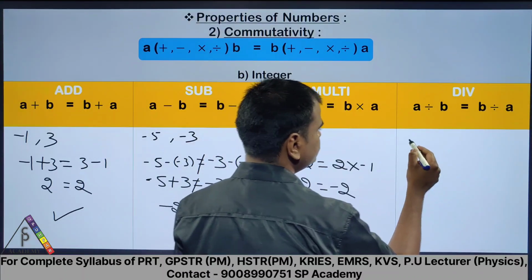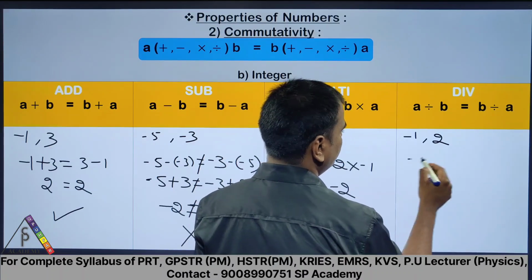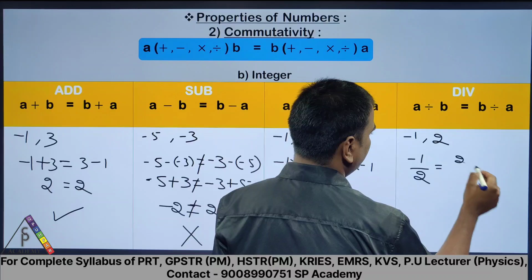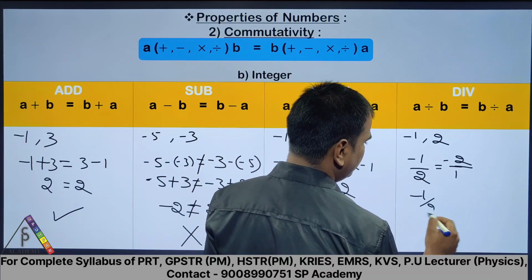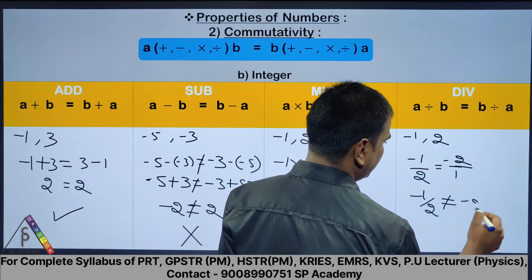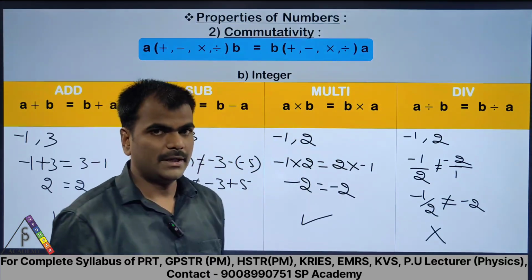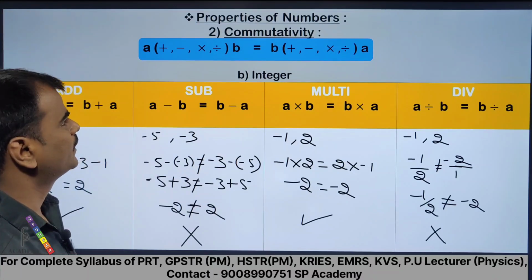Next we will see division, with minus 1 as A and 2 as B. Therefore minus 1 by 2 is equal to 2 divided by minus 1. Therefore minus 1 by 2 is not equal to minus 2. Therefore under division, commutative property is not valid for integers.